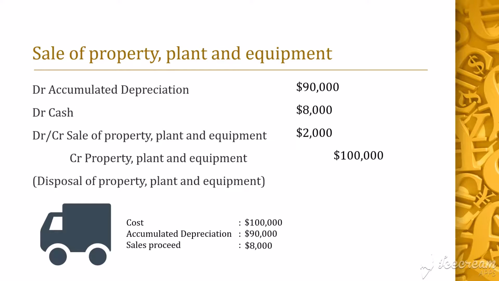What if I found a better buyer who bought my vehicle at $12,000 instead? This time, I will debit cash by $12,000. Again, the total debits does not equal total credits, so I will credit sale of property, plant and equipment by $2,000 to force the journal entry to balance. When I credit sale of property, plant and equipment, it represents a gain on sale, which will be recognized in the income statement.